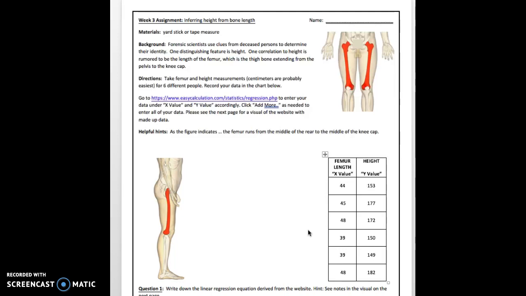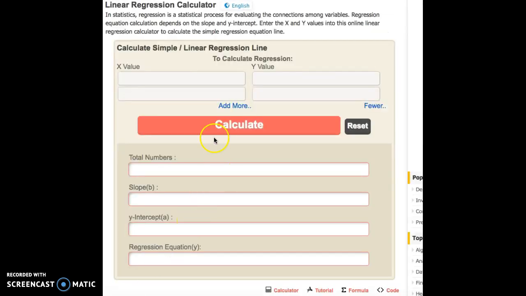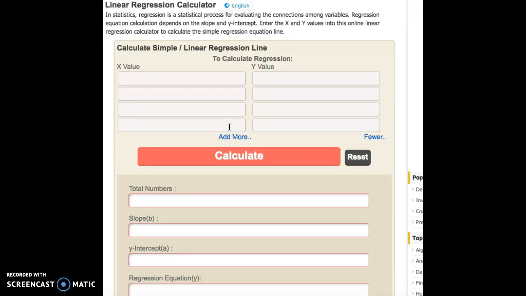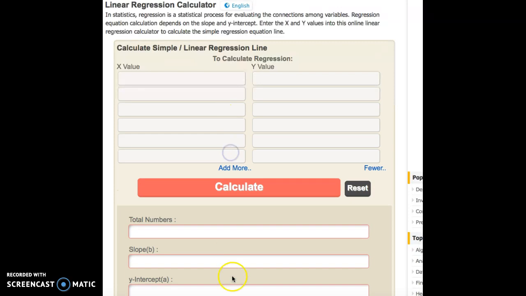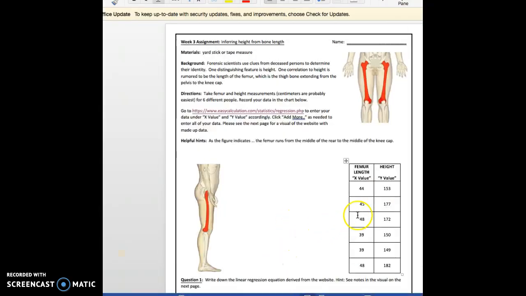Notice that there's a link here that we're going to be clicking on, and this is where you're going to enter your X, Y data. Your X data is your femur length, your Y data will be your height. I have 6 XY coordinate pairs, so I'm going to add another one. There's 4, 5, and 6. And then I'm going to put in my values. I have 44, 45, 48, 39, 39, and 48.